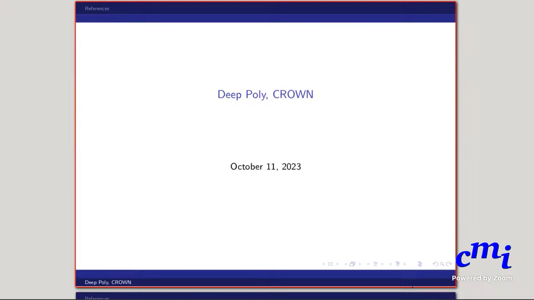So that will be the overall structure. Now, AlphaBeta-CROWN, as the name suggests, if you look at the lineage there, the same people who worked on CROWN eventually started working on AlphaBeta-CROWN. But at their core, they use very similar techniques and very similar abstract domains.